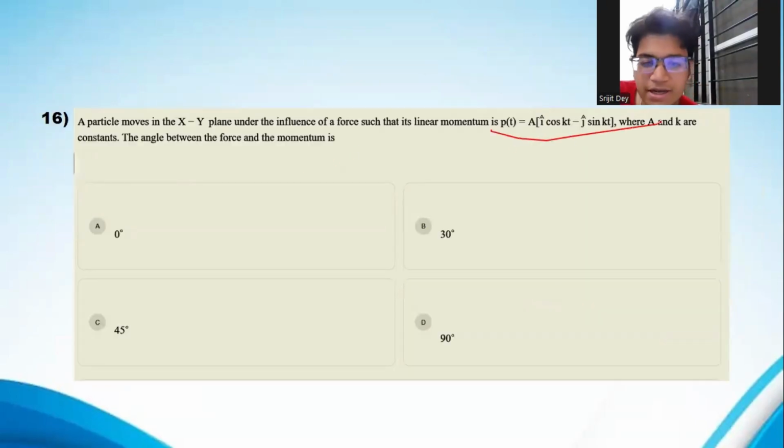Again, this is technically a similar question, the solution of which you saw earlier. So the answer is 90 degrees. So I don't think we need to discuss this again.